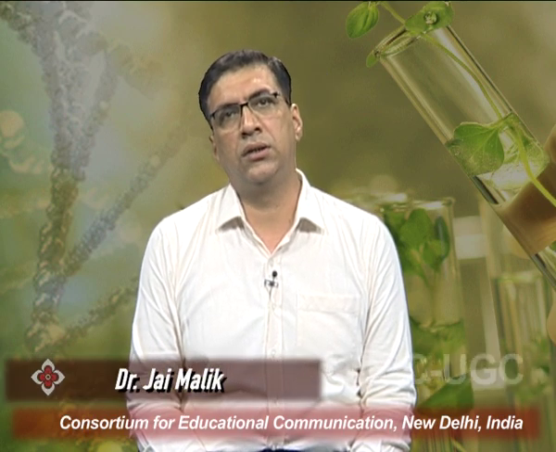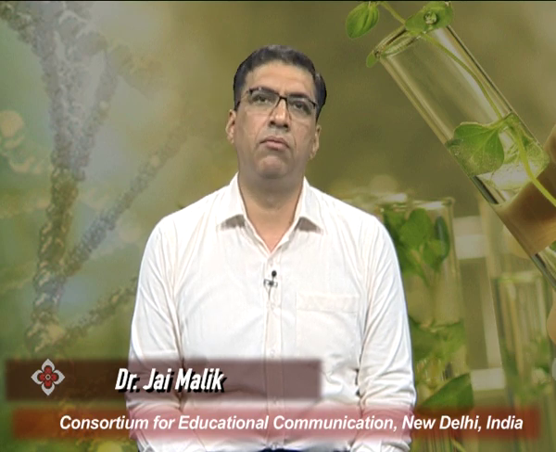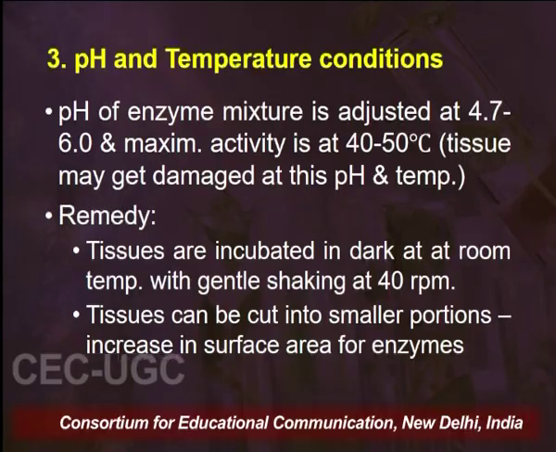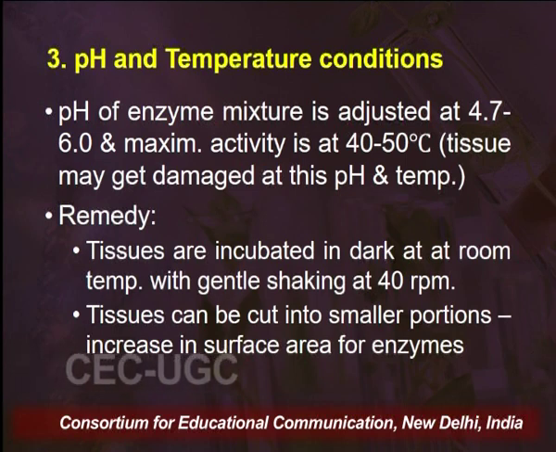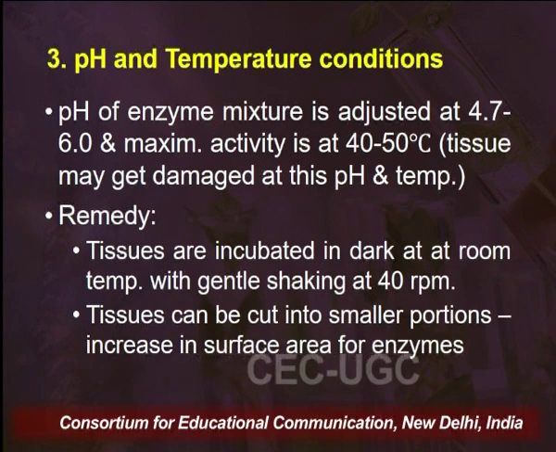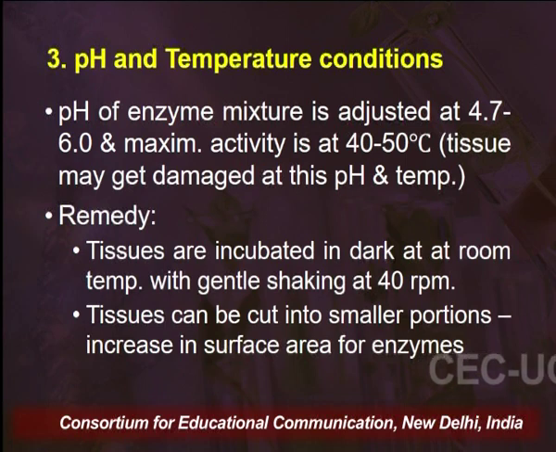So friends, we were discussing the factors that affect protoplast isolation, and we discussed that it is the enzyme mixture being used or the source plant material from which we isolate the protoplast. The next factor is the pH and temperature conditions at which we incubate the plant material along with the enzymatic solution. It has been found that enzymes exhibit maximum activity at a pH range of 4.7 to 6 and at a temperature of 40 to 50 degrees Celsius.